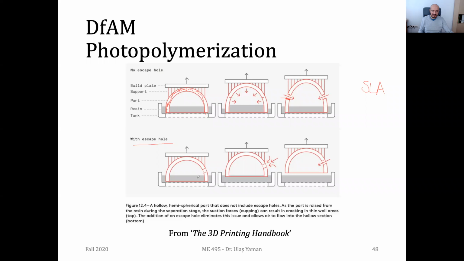This is an escape hole, for instance, so that you will not be developing pressure inside. And as you see, once we have a hole here, the printing can be completed without any cracks, but we have a hole here, so you may use an extra part to close it or try to find a solution to overcome this hole. But in summary, the suction forces are important, especially for cup-like shapes.